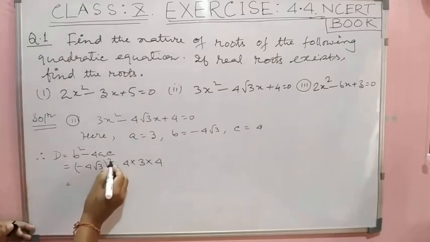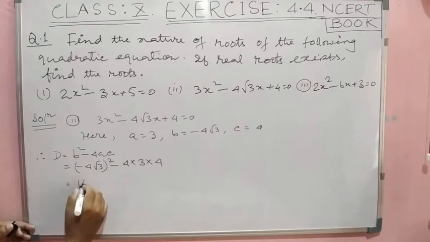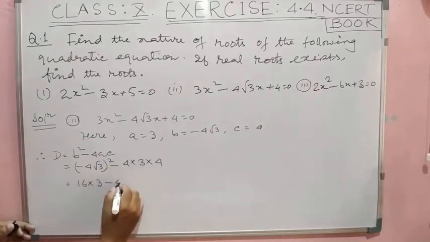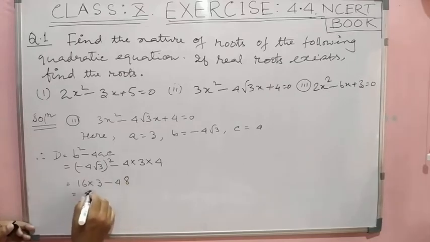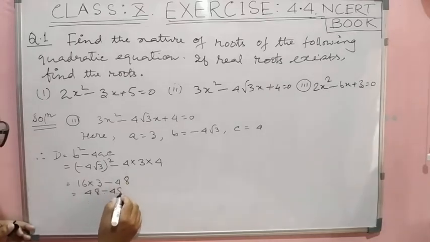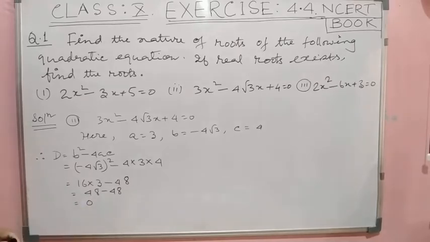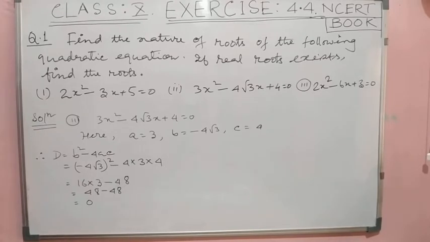So on calculation this minus will become plus. 4 square means 16 and root 3 square means 3. So 16 into 3, this will be 48. So 48 minus 48 equal to 0. Since D equal to 0, so we know that if discriminant equal to 0, then the real root exists and the roots are equal also.